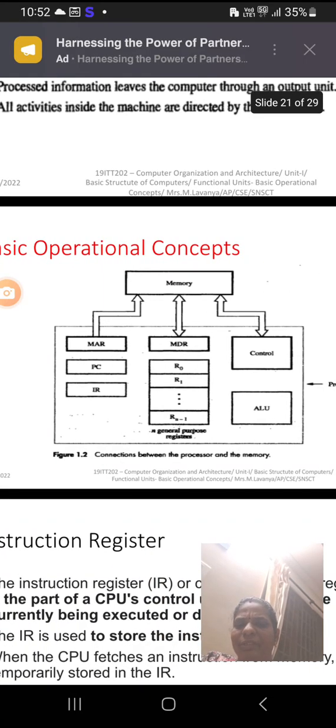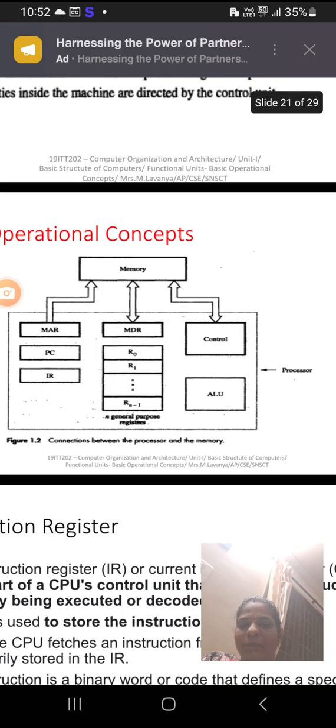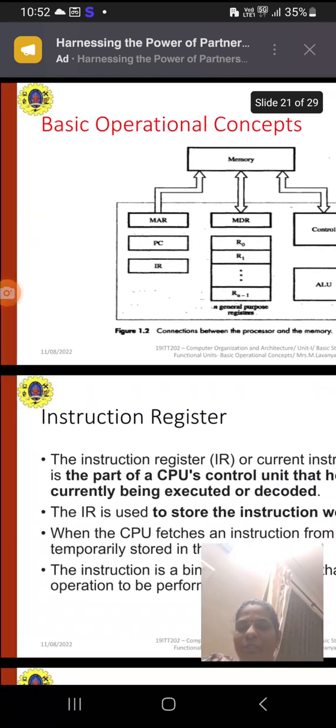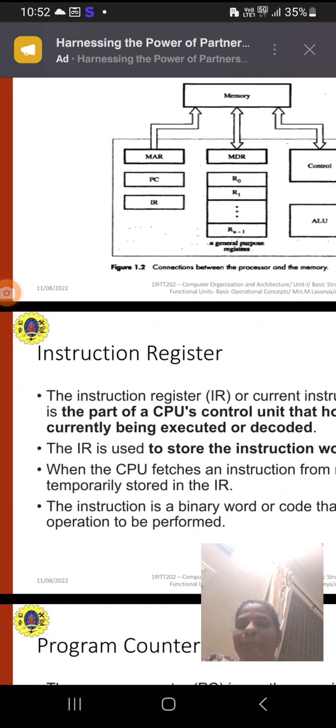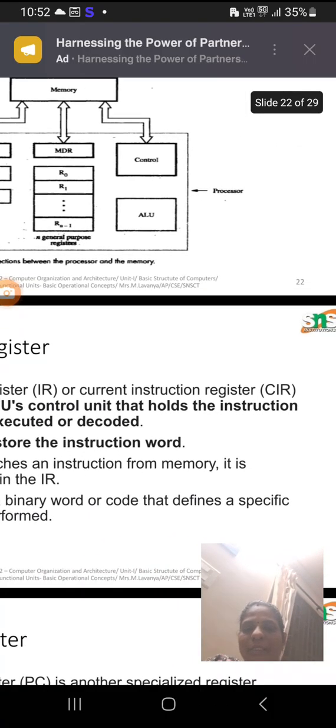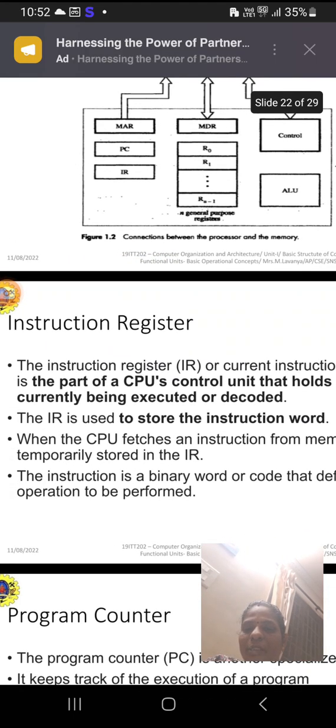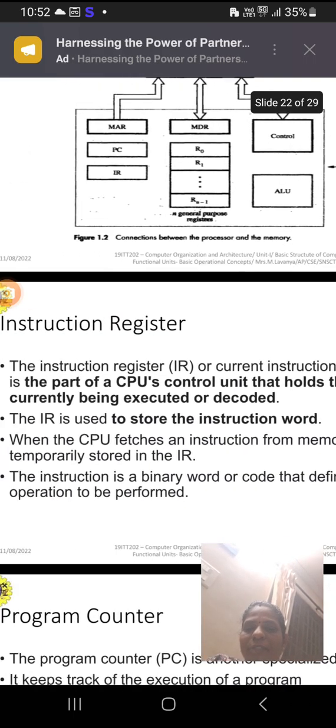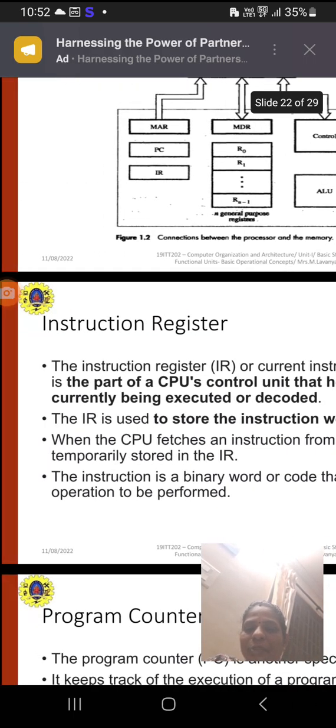Basic operational concept: memory, MAR, MDR and the control. MAR has a register, MDR also has a register, and there is the control unit and the arithmetic logic unit, which is the processor connected to the main memory. So there is an instruction register. The instruction register, or current instruction register CIR, is a part of the CPU's control unit that holds the instruction currently being executed and decoded.